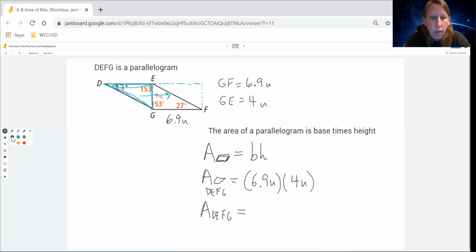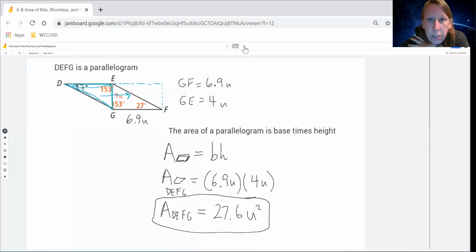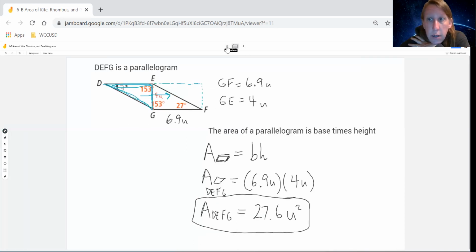So I'm going to do on the calculator 6.9 times 4. That is 27.6. Units times units is units squared. It better be. If I ask you for area and you don't tell me an answer with a squared in it, I will think that you don't understand anything about area, because area is the number of squares that cover a figure. Just check. Yep, that was it.